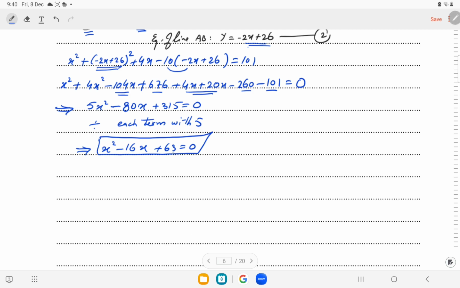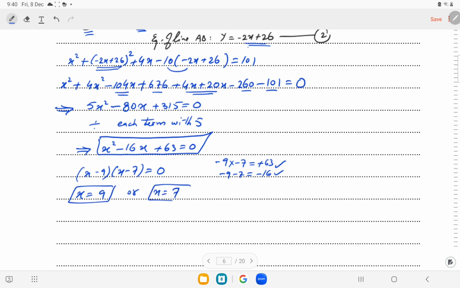We know 7 nines are 63. If minus 9 and minus 7 will multiply, we get plus 63. Because I am applying the middle term rule, it seems to be easy. Those who are weak in the middle term rule can apply the quadratic formula, set the calculator mode and get the answer. So I'm going to write x minus 9 and x minus 7 equal to 0, which gives me two answers. One x is equal to 9 or x is equal to 7.